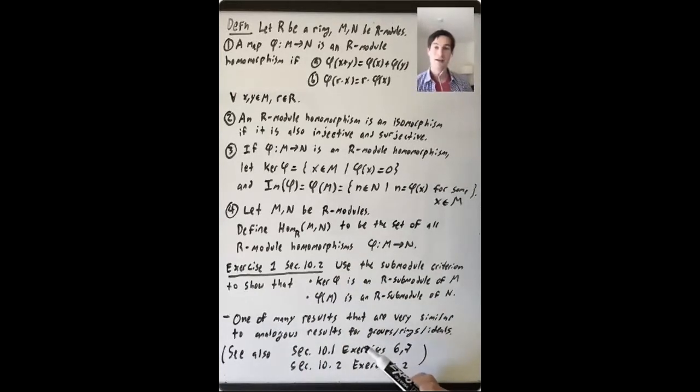So you should do this exercise, and I'll say this is one of several exercises that are really similar to analogous results for groups, rings, ideals. So what do I have in mind? I'll point out section 10.1, exercises 6 and 7, and then section 10.2, exercise 2. Okay, so I'll pause and erase, and then we'll talk about examples of R-module homomorphisms.